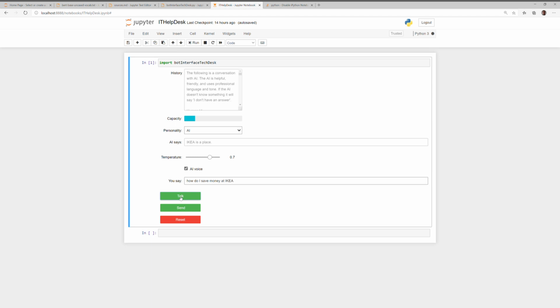IKEA is a place. Okay, so clearly right now the model is sort of stuck. Let's try a couple things here to get it unstuck. I'm going to try to set the temperature just way up. Let's get it to 1.0. And let's try to ask it something else.